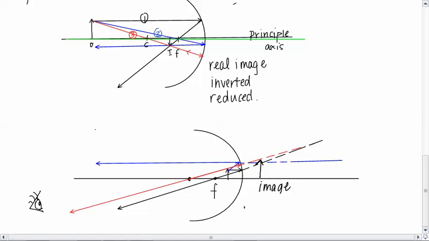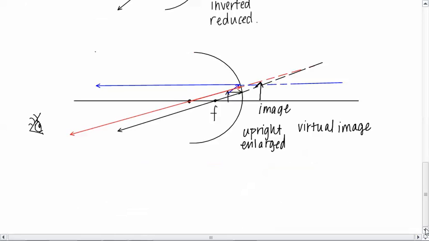Now this image is upright. It's enlarged. And it is a virtual image. It's not really there. Let's do the next one.